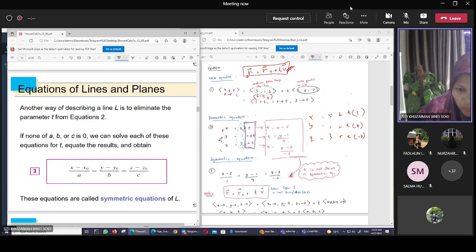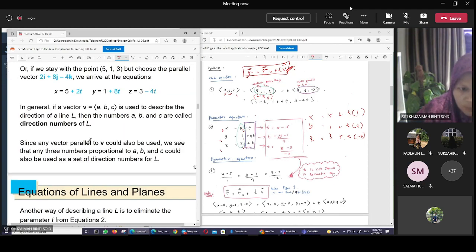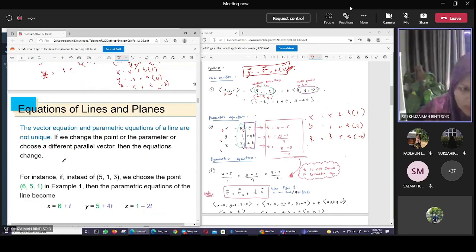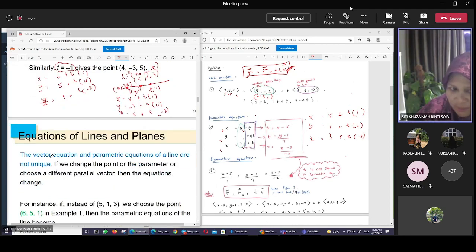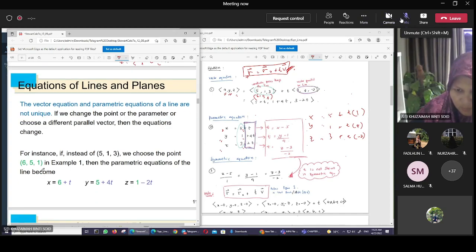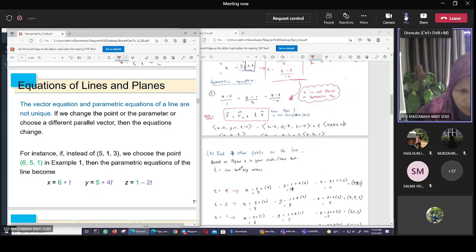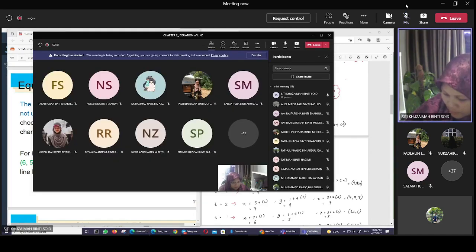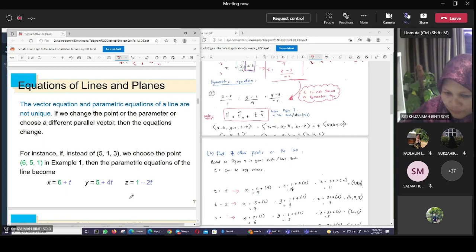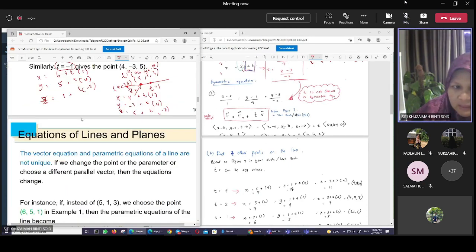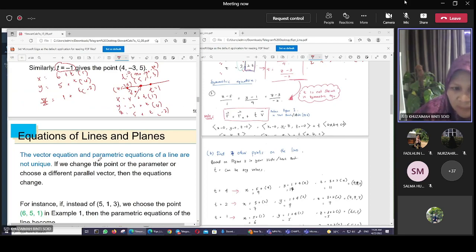Okay, I'll continue. Yeah. Okay, so far from this idea just now, do you understand? Faham ke? Can you hear my voice? Dengarkan suara saya. Okay, so far I just want to explain that the equations of a line have multiple representations. Representation of equations is not unique, he says.